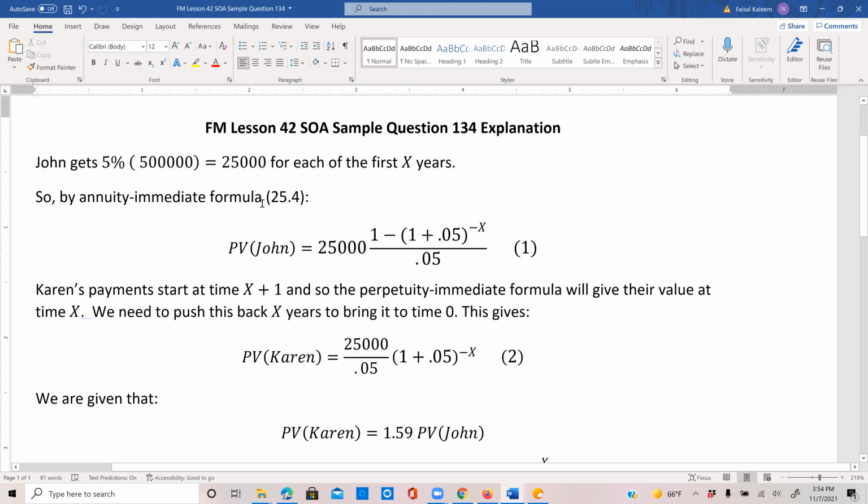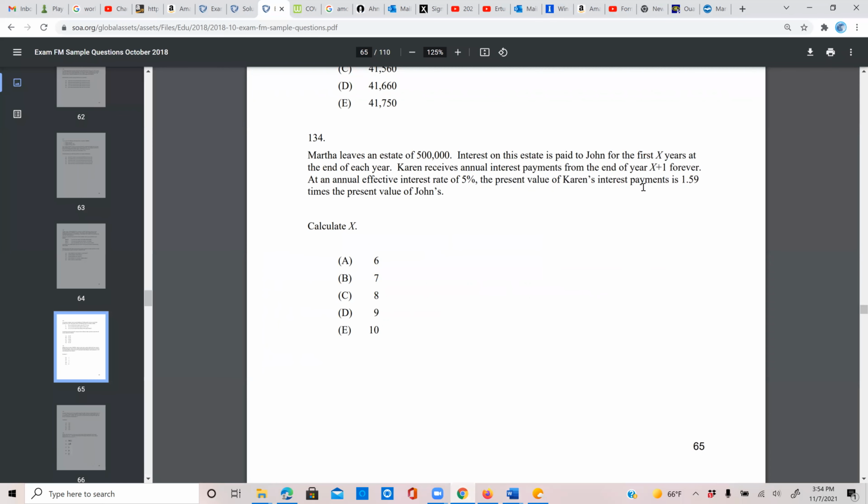So by the annuity immediate formula, John's present value is 25,000 times 1 minus 1 plus 0.05 to the negative X, because the number of years in this case is X and 5% is the yearly rate, over 0.05. And Karen's payments start at time X plus 1, at the end of year X plus 1.